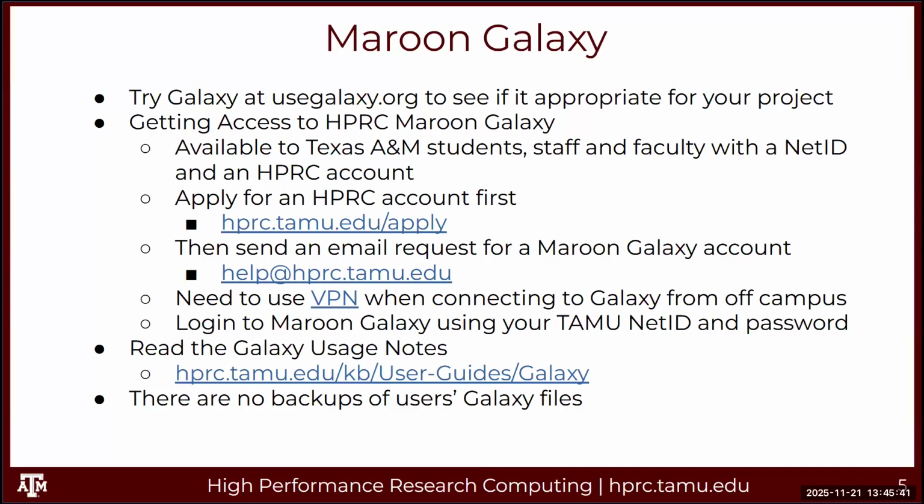Okay, we have our own Galaxy installation. It's on Grace. It's called Maroon Galaxy. And first, you'll need to get an HPRC account. Once you get your HPRC account, you can request to be added to Maroon Galaxy. If you're off campus, you do need to use the TAMU VPN. And then to log into Maroon Galaxy, it's the same login as you log into HPRC, your NetID and password.